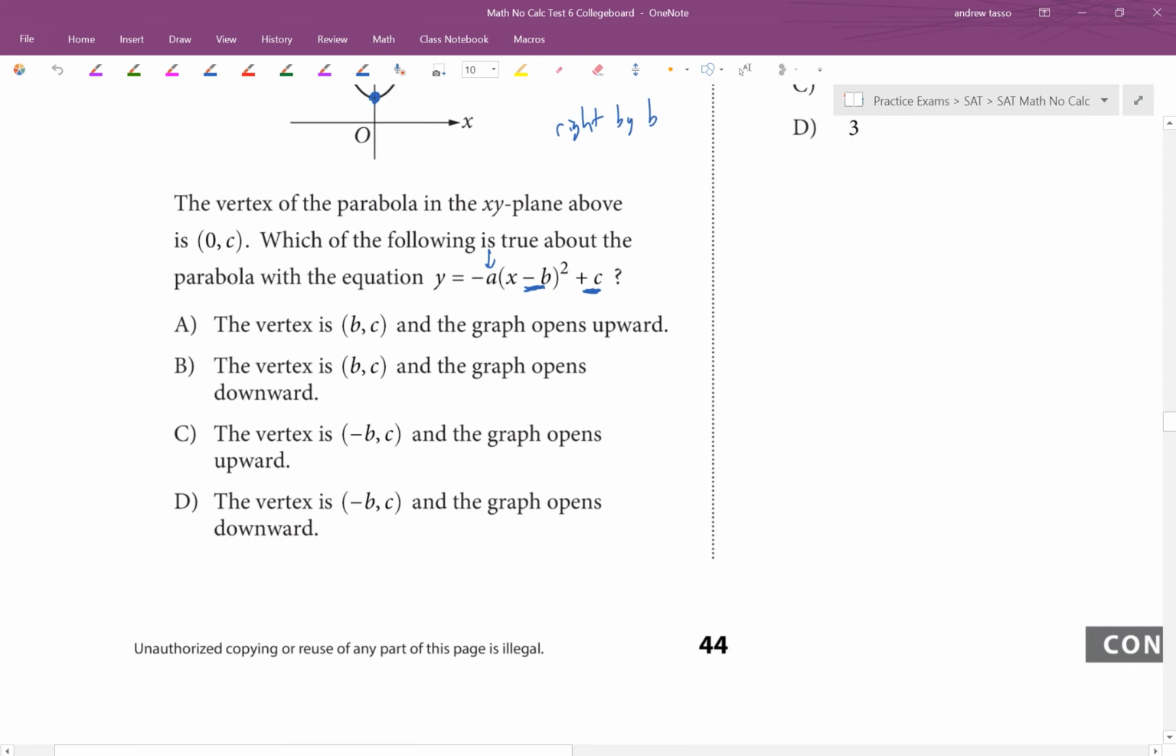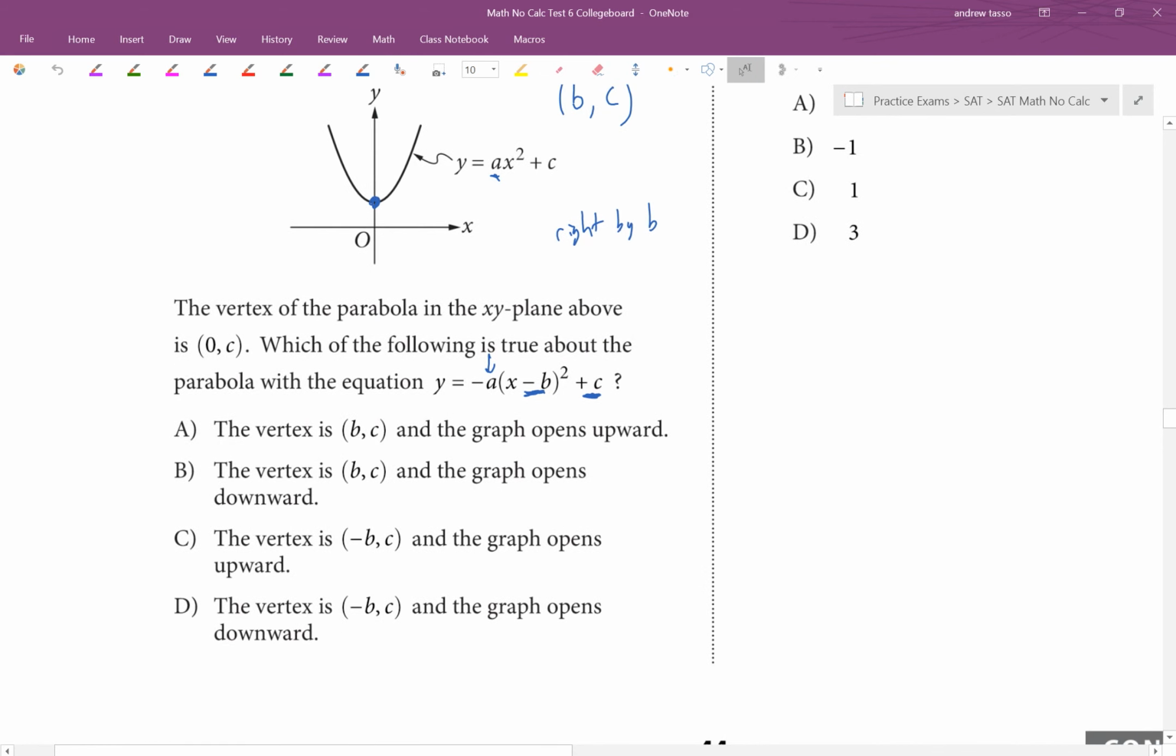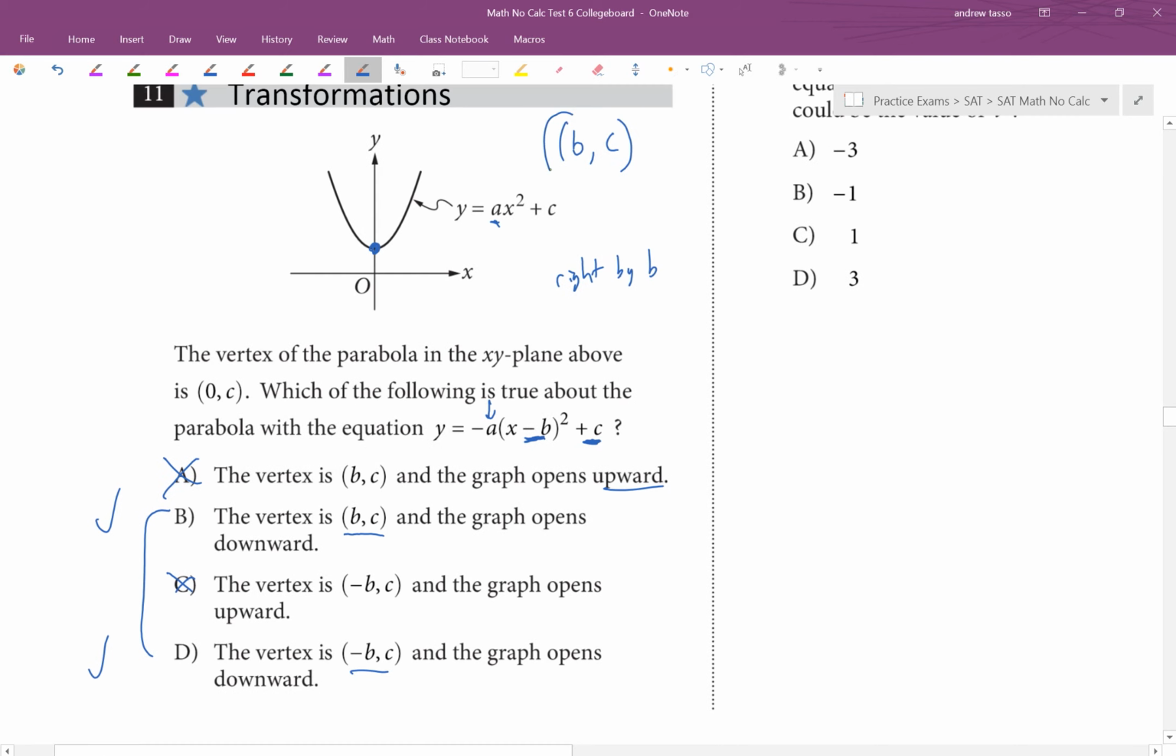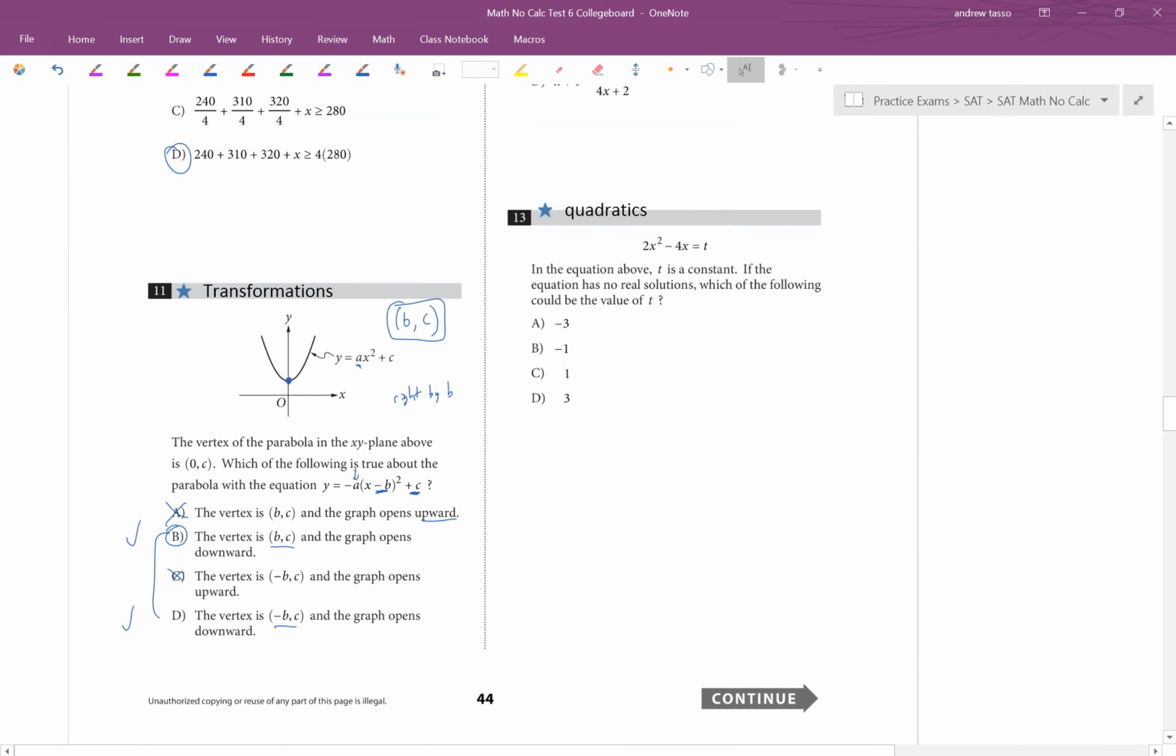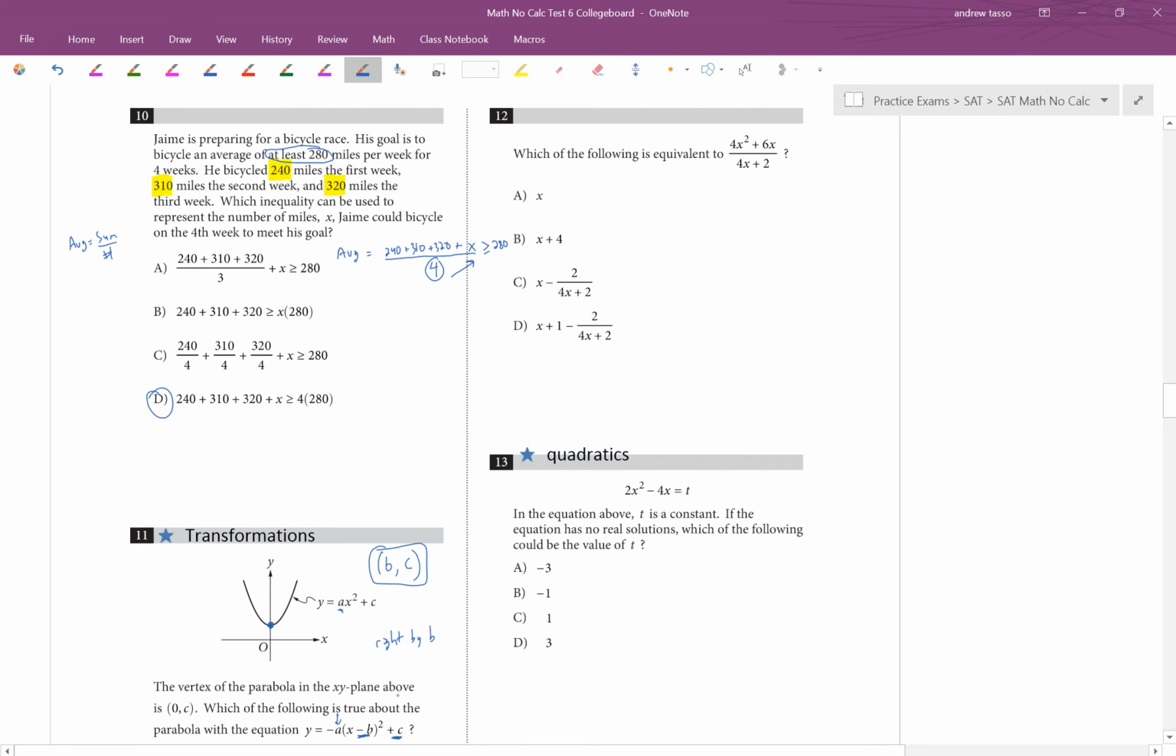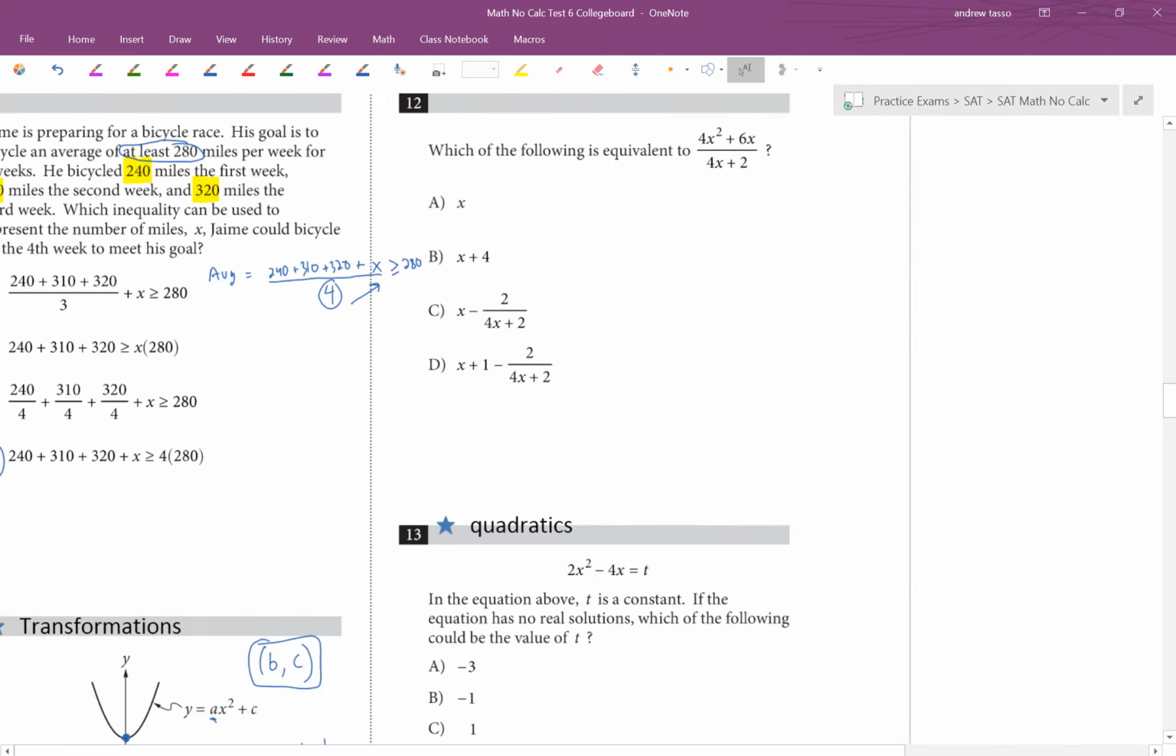So let's see. So the graph is definitely going to open downwards, right? Because of the negative in front. Downwards, okay. And so the other thing is, right, we need to just identify what the vertex is. And so the vertex should be b comma c, right? Yeah, because whenever we're in parentheses, it's always opposite direction than we would normally do.